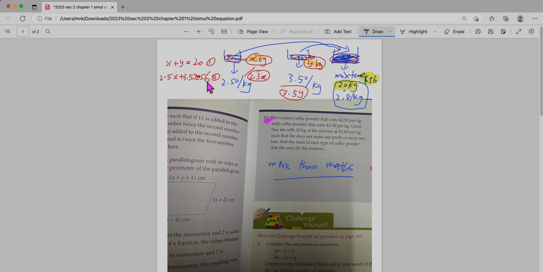Can you copy this down first and see if you still remember how to solve these simultaneous equations. Make sure you copy correctly. x plus y is 20, and then 2.5x plus 3.5y is equal to 56. Good. Then it's time to solve these simultaneous equations.